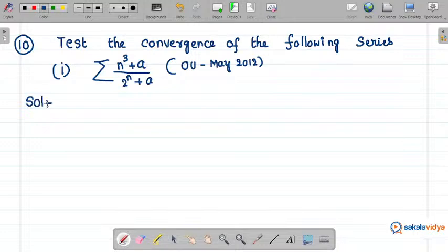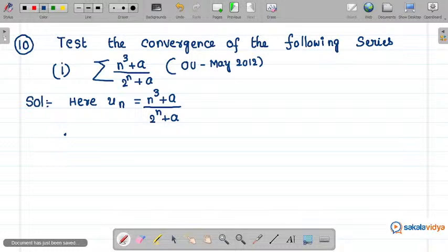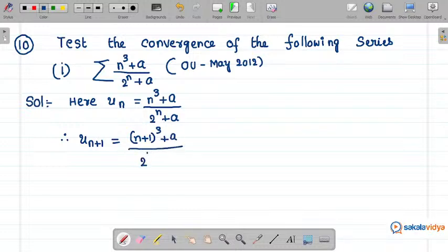Solution. So, what is given actually here? The nth term un equals (n cube plus a) divided by (2 to the power of n plus a). Now, first let us find out the un plus 1 value. So, un plus 1 is equal to, in the place of n, n plus 1: ((n plus 1) whole cube plus a) divided by (2 to the power of n plus 1, plus a).